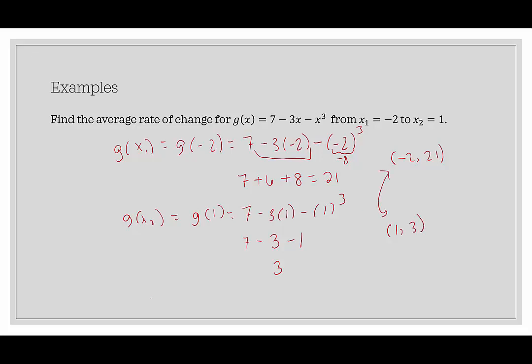I can go ahead and calculate the average rate of change. Remember that average rate of change is equivalent to the slope of the secant line. So this would be 3 minus 21 over 1 minus negative 2. This would be negative 18 over 3. And the slope of the secant would be negative 6. The secant between those 2 points, that is.